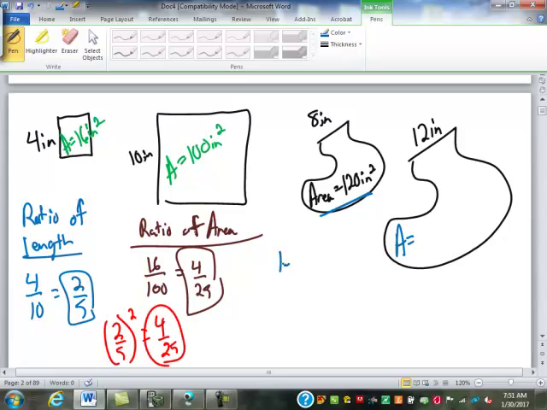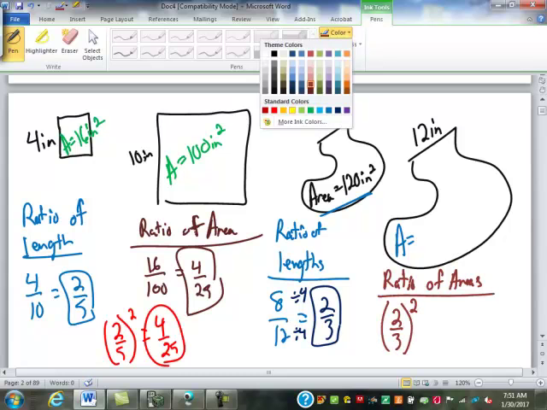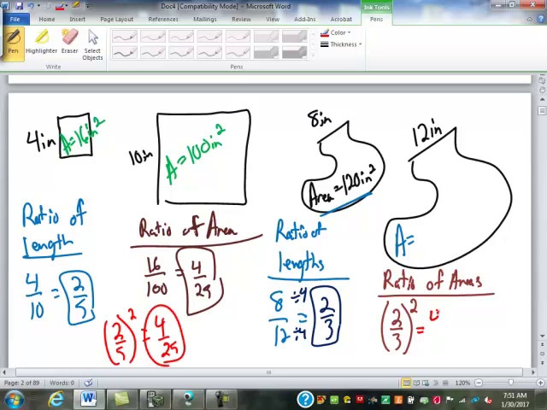So our ratio of lengths is what? 8 to 12, and I'm going to reduce that to 2 to 3. So that means my ratio of areas must be 2/3 squared. 2 squared is 4. 3 squared is 9. So 4 to 9.